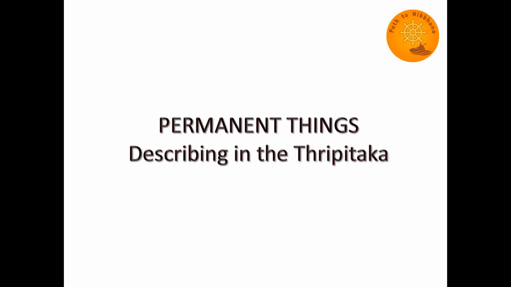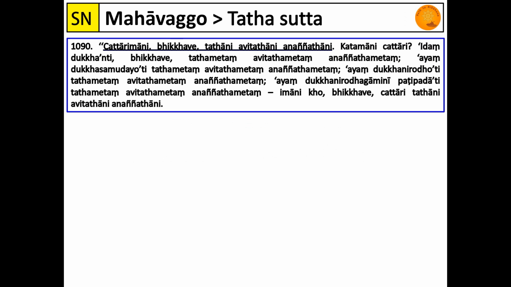And also moving on, in the Thripitaka itself, they have explained about permanent things. If they are saying sabbang aniccang in the Thripitaka itself, and if anicca means impermanence, they would not talk about permanent things in the Thripitaka. So that is what we are trying to get at. Permanent things are described in the Thripitaka, sabbang aniccang.